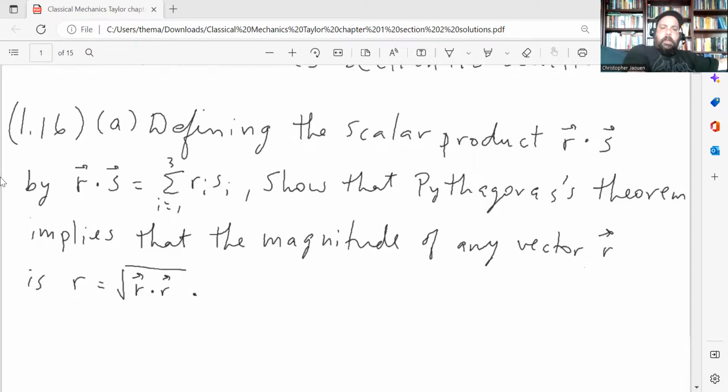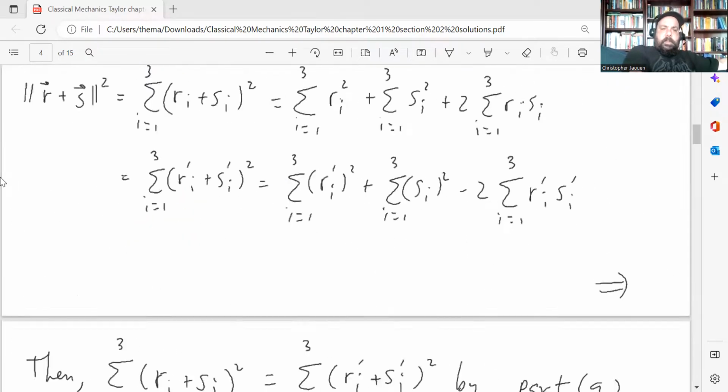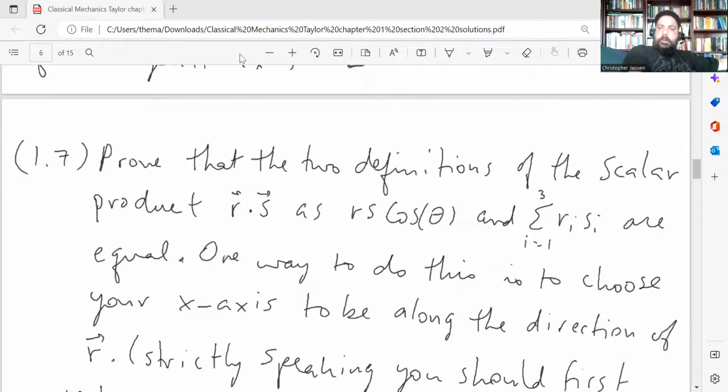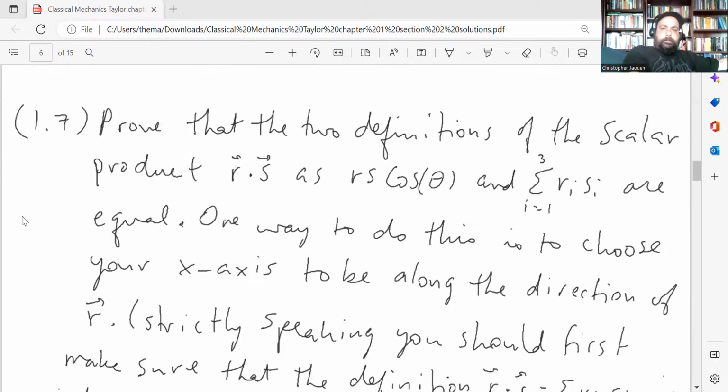Let me start with reading what 1.7 says, so you can get a sense of what we're trying to do, and then I'll go back up to 1.16. All right, so here's problem 1.7. He asks us to prove the two definitions of the scalar product, r dot s as rs cosine theta, and the sum of r_i s_i, i going from 1 to 3. That's the formula for the dot product that we think of, right? r1 s1 plus r2 s2 plus r3 s3. We want to show that those are equal.